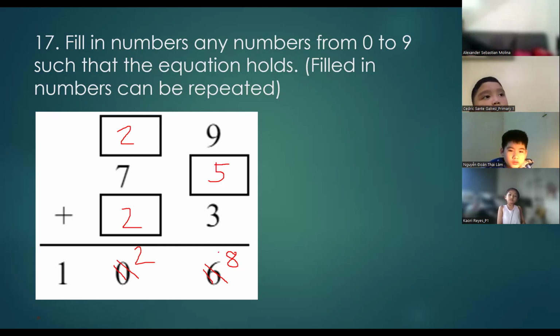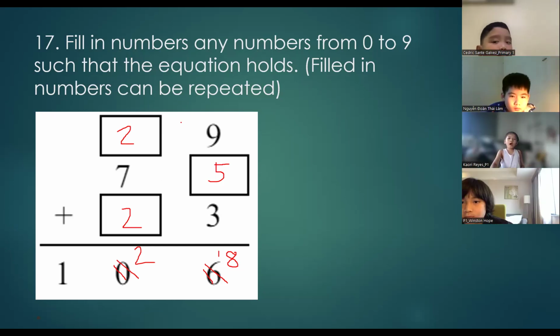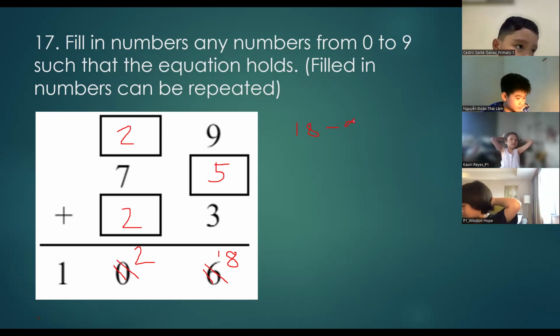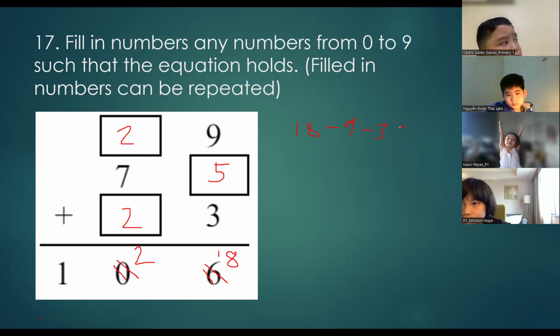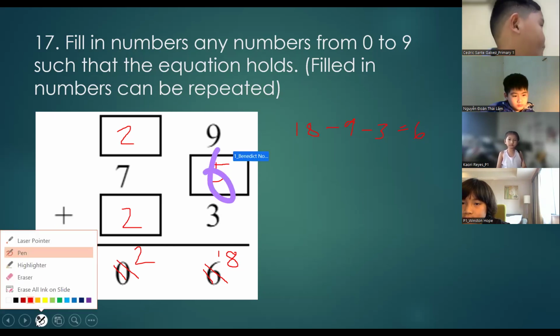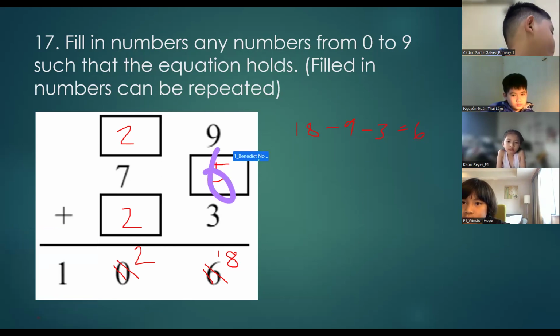Okay, again, this will be 18, right? So you just have to find the number that is missing. So 18 minus 9 minus 3, the missing is what? 5. Oh, I think that would be 6. The missing is 6. So the correct answer here should be 6. Can you remove the annotation? 6.